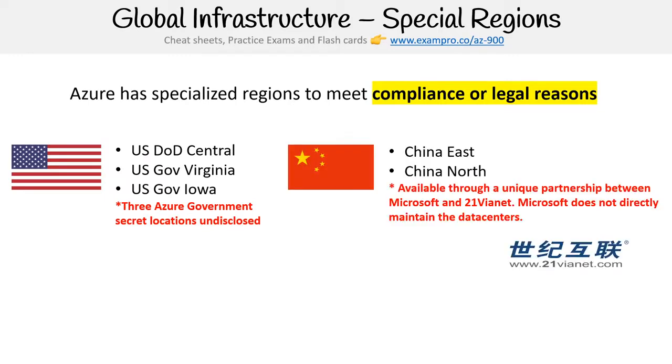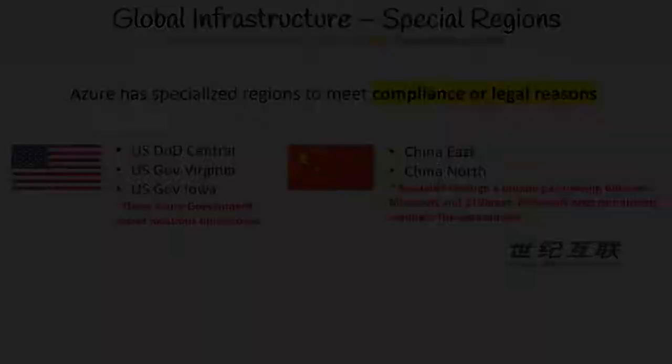Then on the other side, we have China. They have a region in China East and China North, and these regions are available through a unique partnership between Microsoft and 21Vianet. Microsoft does not directly maintain these data centers, but they work with 21Vianet to give you accessibility to these regions. And to operate these regions, you'd probably be a citizen of these countries, and you'd also be an employee of the government. So it's not going to be for us citizens to use. But there you go.